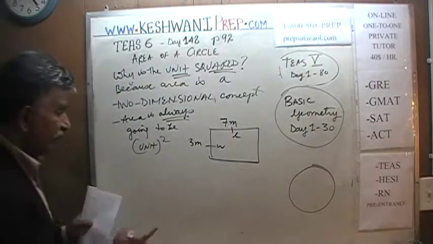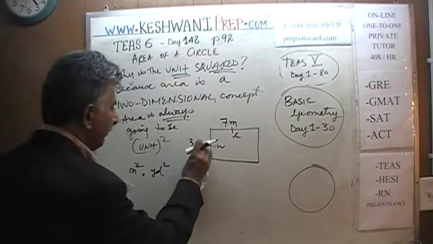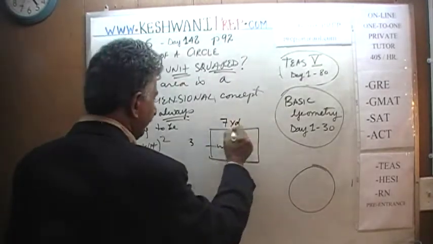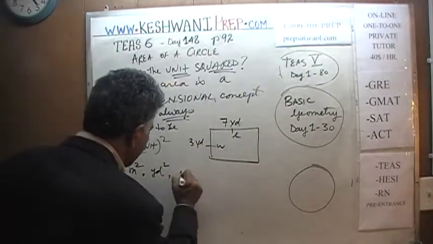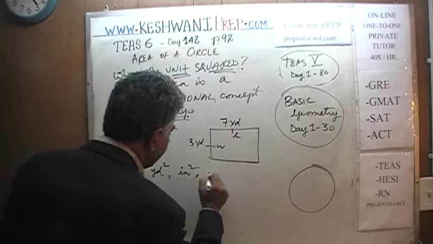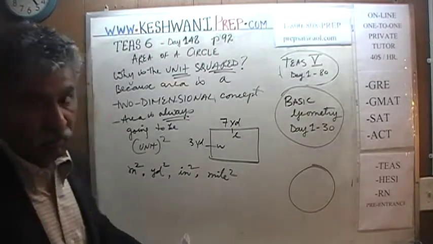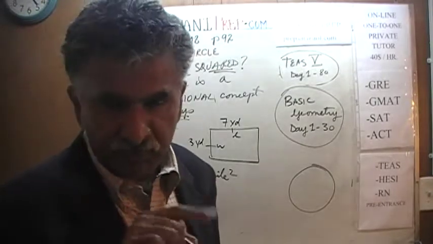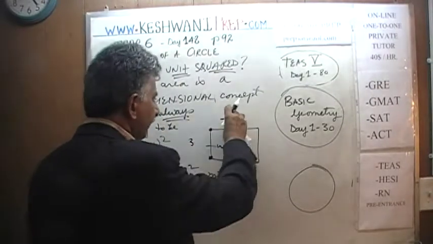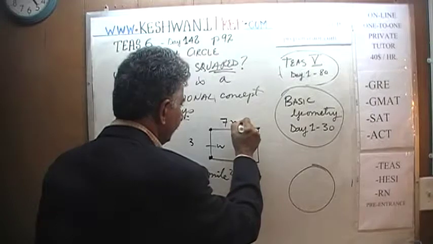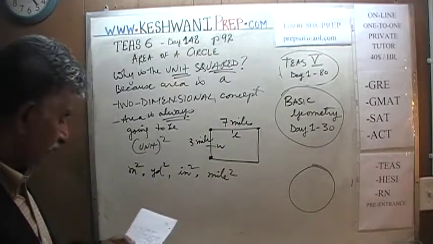If you're measuring things in terms of meter, like we are here, then it would be meter squared. If you're measuring things in terms of yard, it would be yard squared. For example, instead of meters, if we had yard, 3 yard by 7 yard, it would have been 21 yards squared. If you're measuring things in inches, it would have been inches squared. If you were measuring things in miles, it would have been miles squared. If you're talking about area of your town, my town, shape of my town is approximately a rectangle. From this end of the town to that end of the town is 3 miles, and from this end to that end is 7 miles. What's the area of my town? It's 21 squared miles.